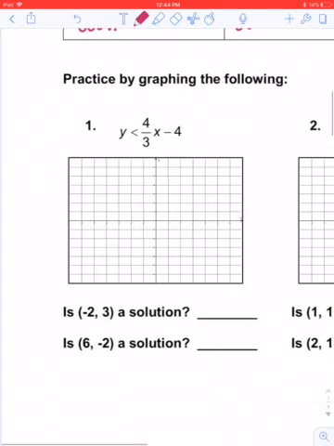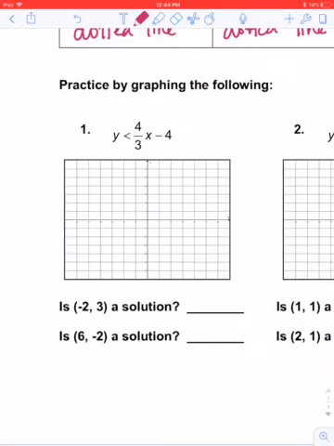Okay, so let's practice some more. Number 1. Y is less than 4/3 x minus 4. So y-intercept is negative 4. I'm going to go graph that first. Slope is 4/3. So I go up 4 over 3. Up 4 over 3.